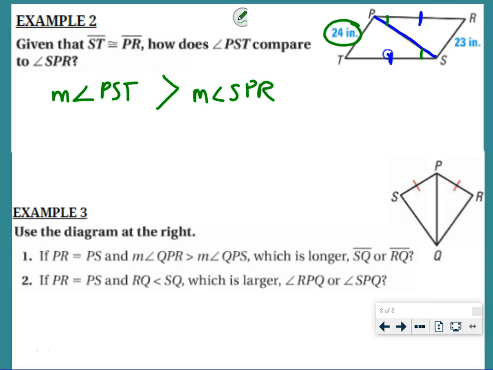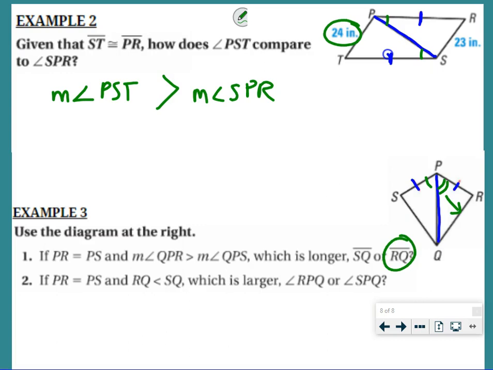Example 3, use the diagram at the right. If PR equals PS and the measure of angle QPR is greater than the measure of angle QPS, which is longer, SQ or RQ? So we know that these two sides are congruent. We also know this side is congruent to itself. And the measure of QPR, so this angle right here, is larger than the measure of QPS. So this one is bigger than this one, which means that this side, opposite of the larger angle, is going to be longer. So we can say RQ is longer than SQ.